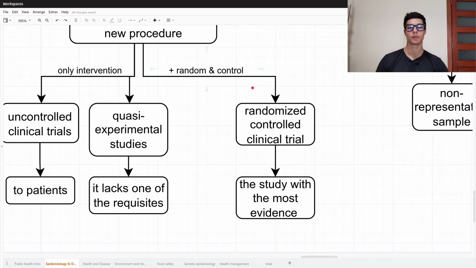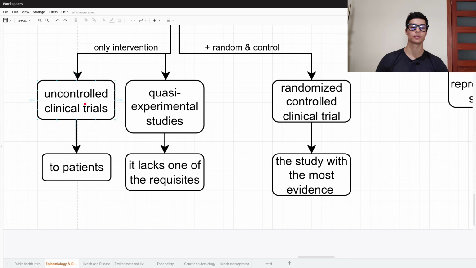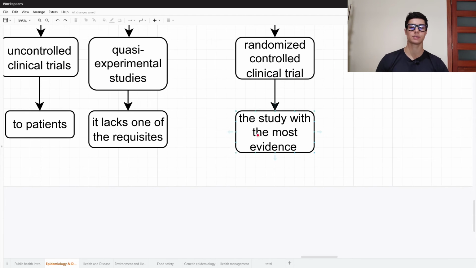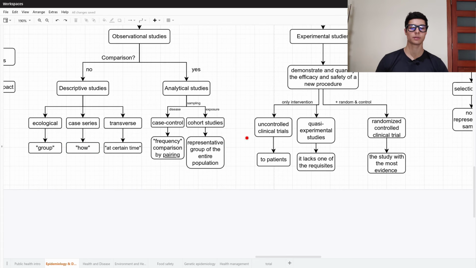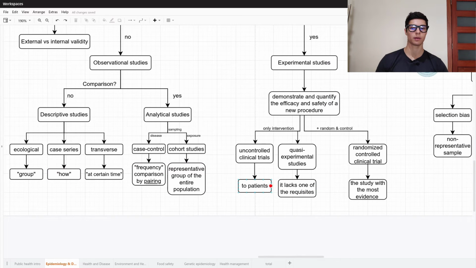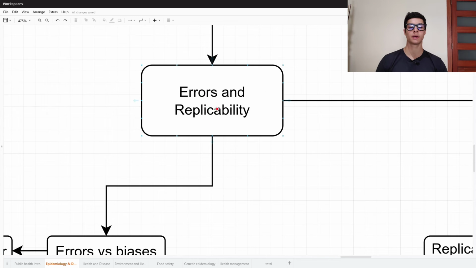So here we have control but randomness as well. So this is the randomized controlled clinical trial. Uncontrolled clinical trial, randomized controlled clinical trial. So this is the study with the most evidence of them all. Yes, because you have to know that all these studies right here go from the least to the most evidence, like that. And moving on, we have errors and replicability.